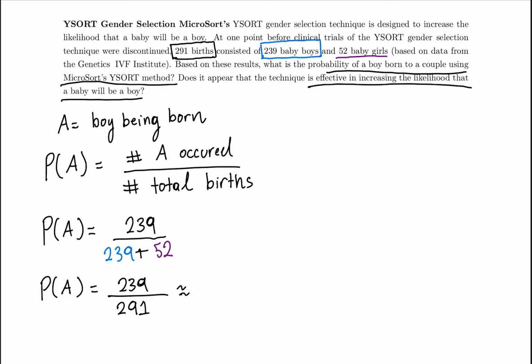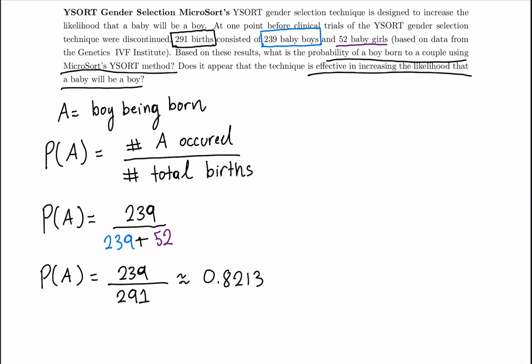And that would just be 0.8213. We could stop there. And if we want to change this into percentage, we would just multiply by 100. We could use the calculator, or we could just move the decimals by how many zeros we have. So that would be 82.13%. So using this method, the probability of a boy being born is 82.13%.